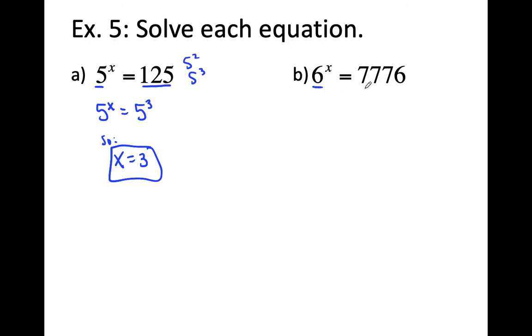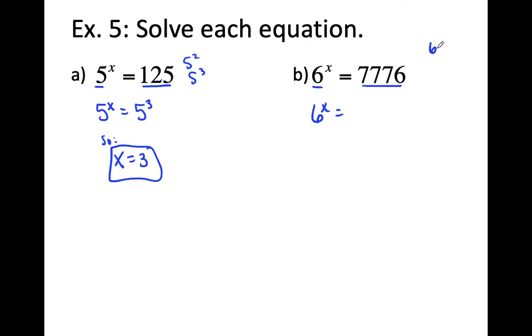So my key would be to get the same base. So I'm going to keep this 6 to the x, and then I have to figure out 6 raised to the what gives me 7,776. Well, I know it's not 6 to the second, because 6 to the second is 36. So that part you can figure out. If you don't know the rest, then you type it in.